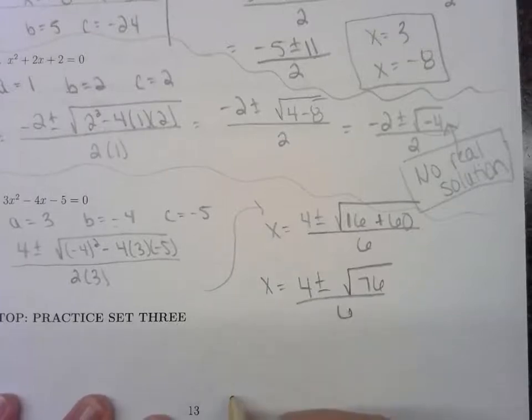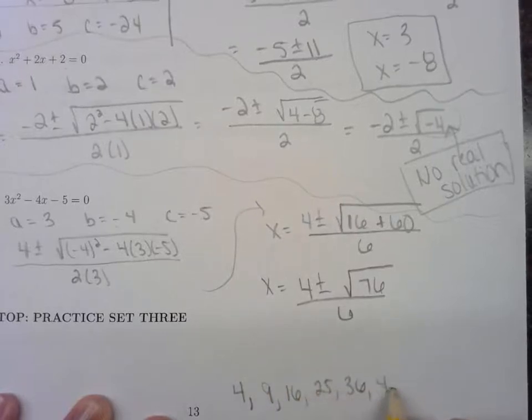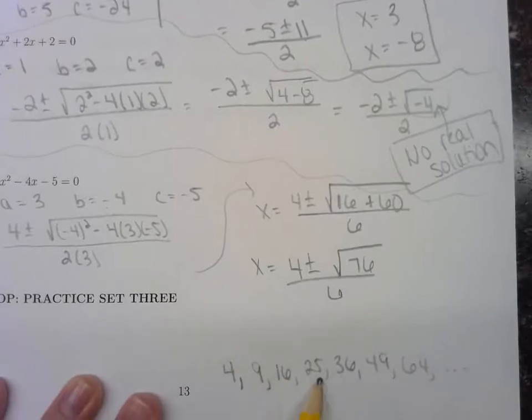What are perfect squares? You have 2 times 2, which is 4. 3 times 3, which is 9. 4 times 4 is 16. 25, 36, 49. What's the next one? That was 7. 64. Those are perfect squares. You're looking for perfect squares that go into 76 here.